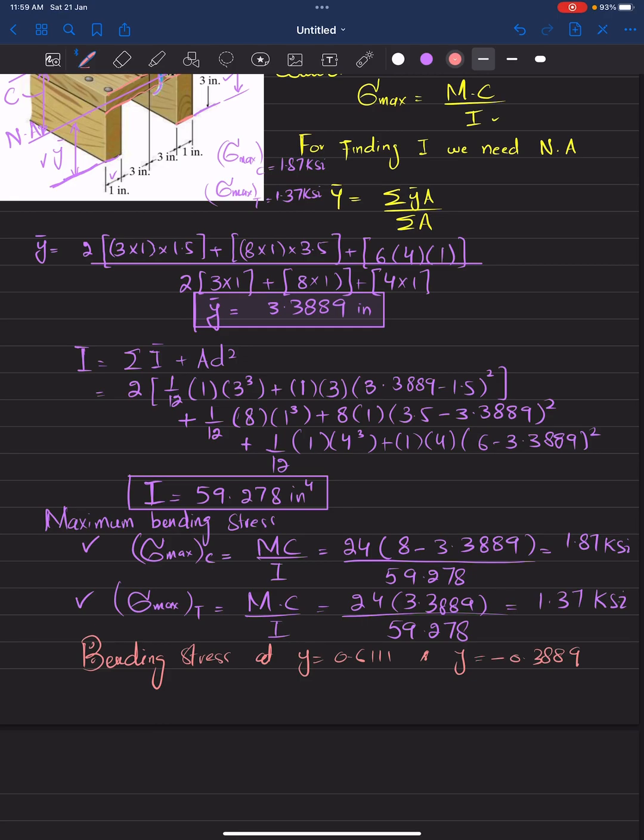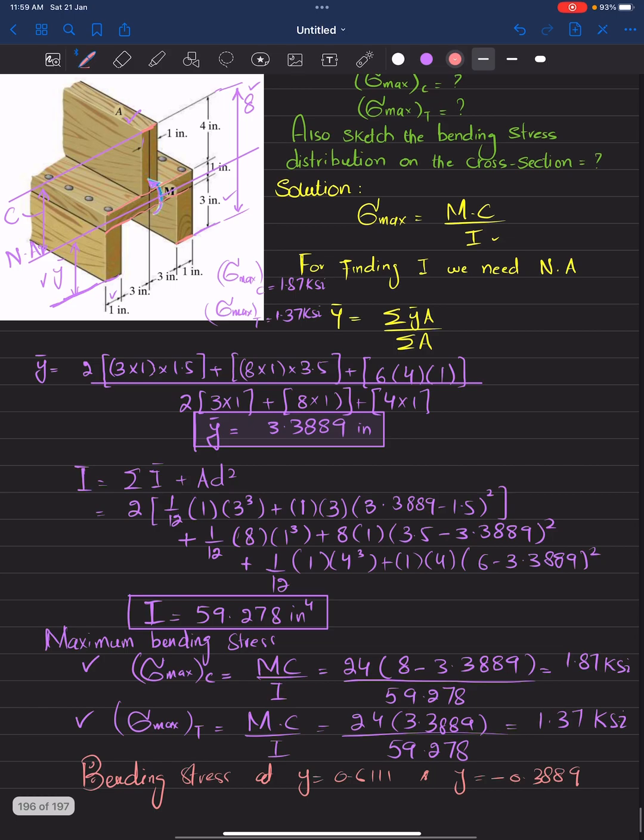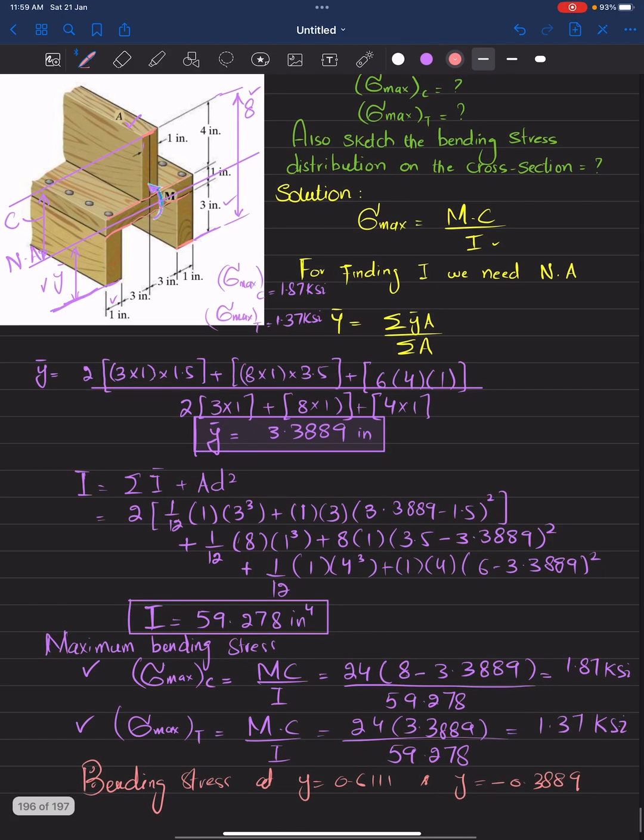Why are we taking 0.611? Because this total is 4, so if you subtract y dash from 4, you will get this 0.611. And this portion, I will choose another color, the red one, will be equal to 0.3889. We will take it minus because this is downward and this is upward, and we will find the stress at this portion.